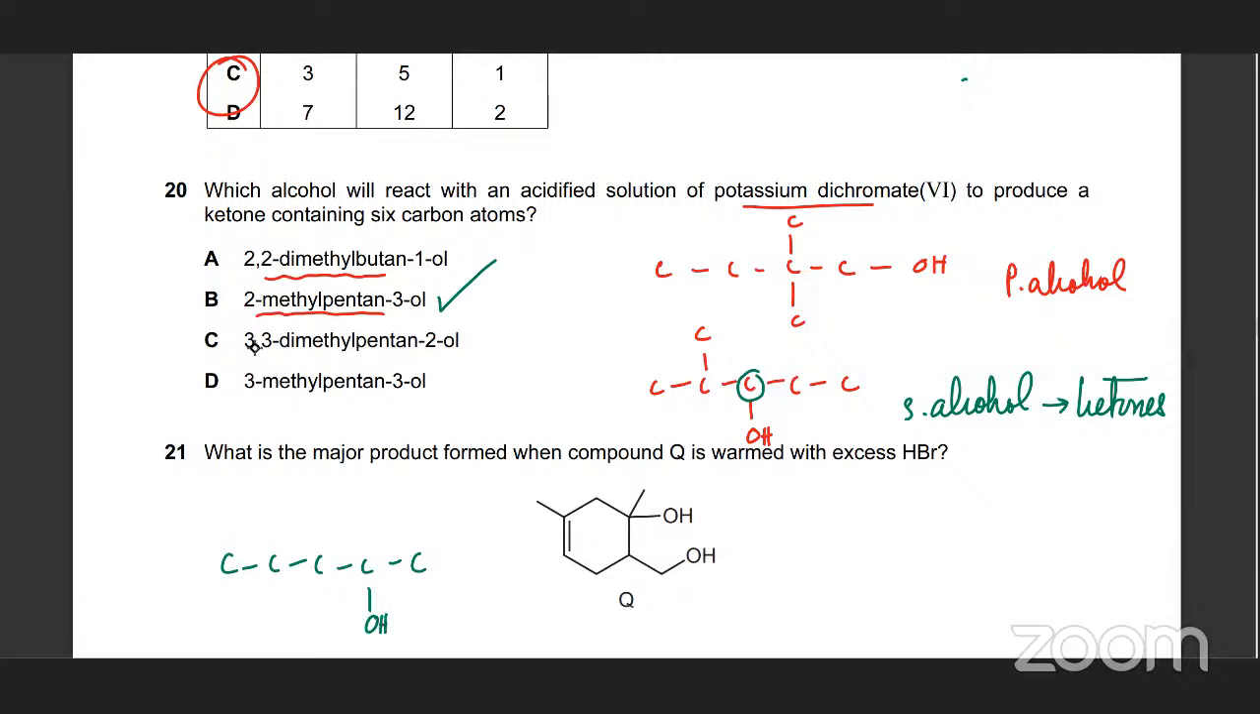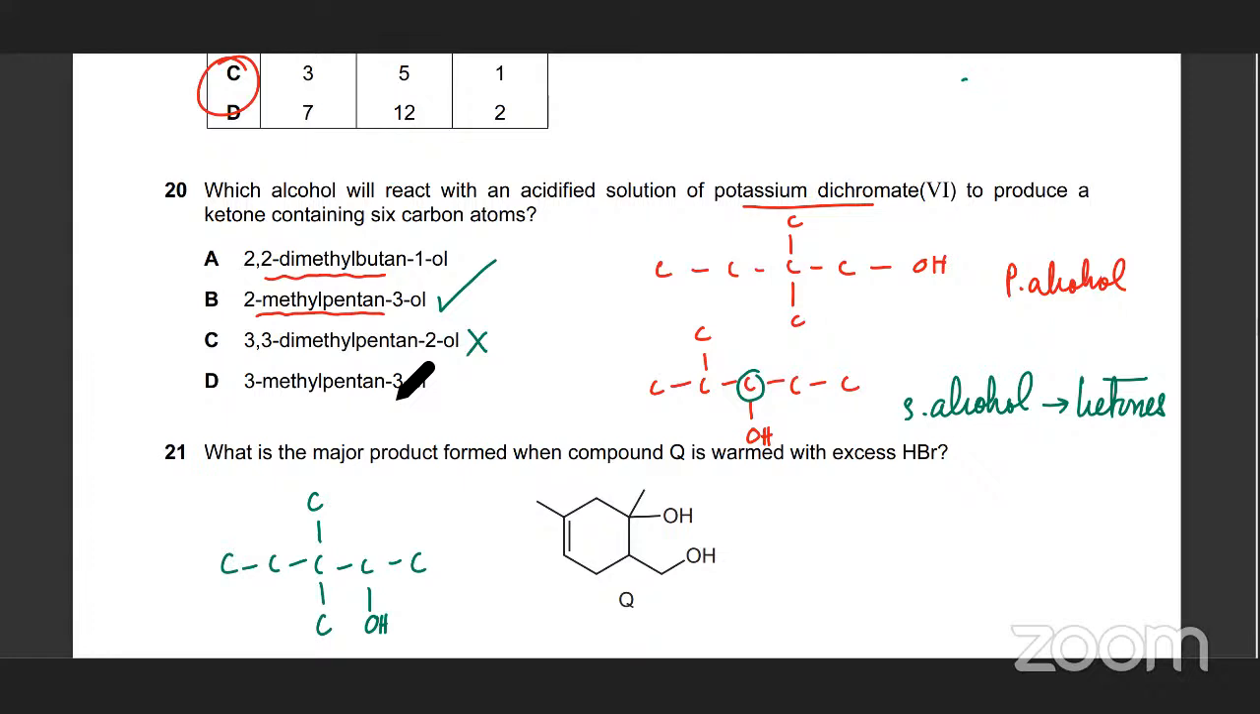That's a secondary alcohol, but it's 3,3-dimethyl, so that's 2 carbons on the third one. Now this is a secondary alcohol, but the number of carbon atoms is, I think, 7 now. Which is why it would turn into a ketone, but not a 6 carbon atom ketone.